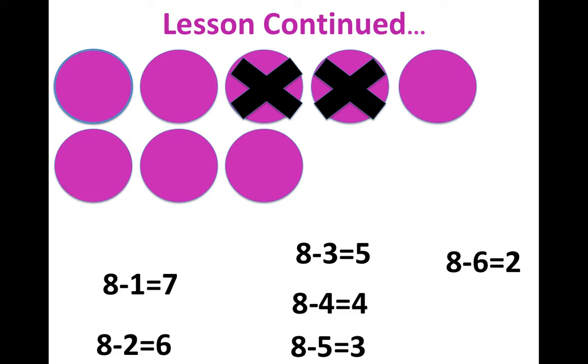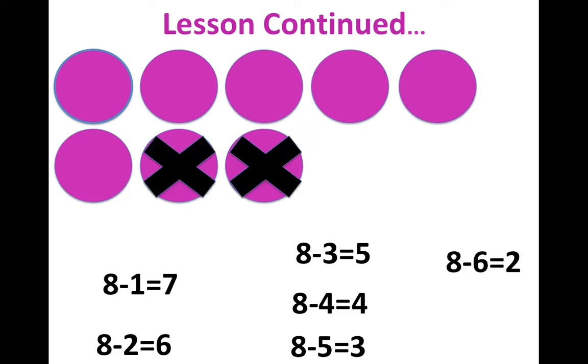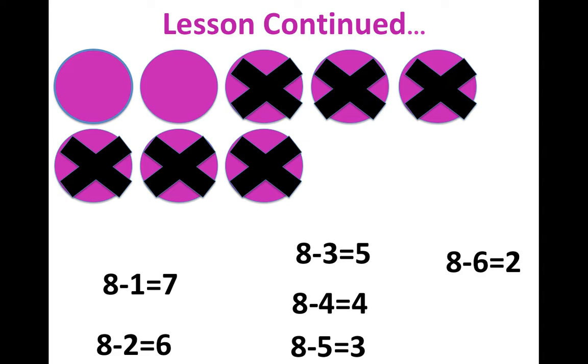And I will repeat the same thing again. This time I will take out 7. So the number sentence, let's do it together, I want you to call it out just like me: 8 minus 7 equals 1. So 8 minus 7 equals 1.